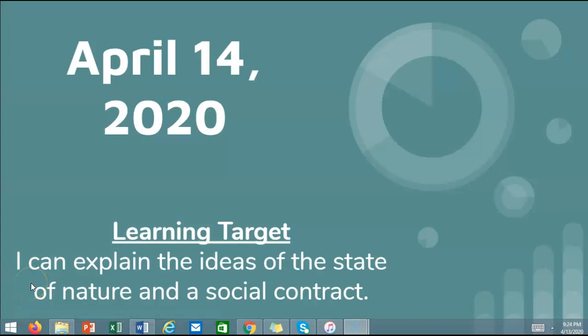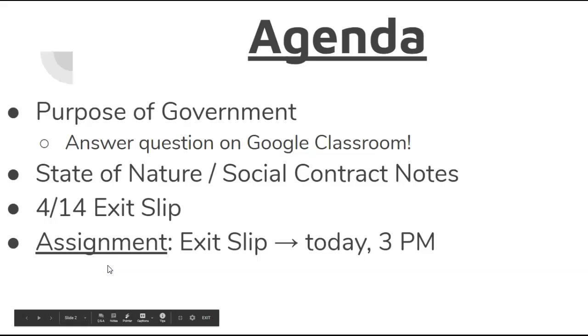Today's learning target is to explain two ideas. One is the state of nature. The other one is the social contract. Both of these ideas are going to play key roles in what happens throughout the Enlightenment and what happens afterwards when we start talking about different revolutions around the world.